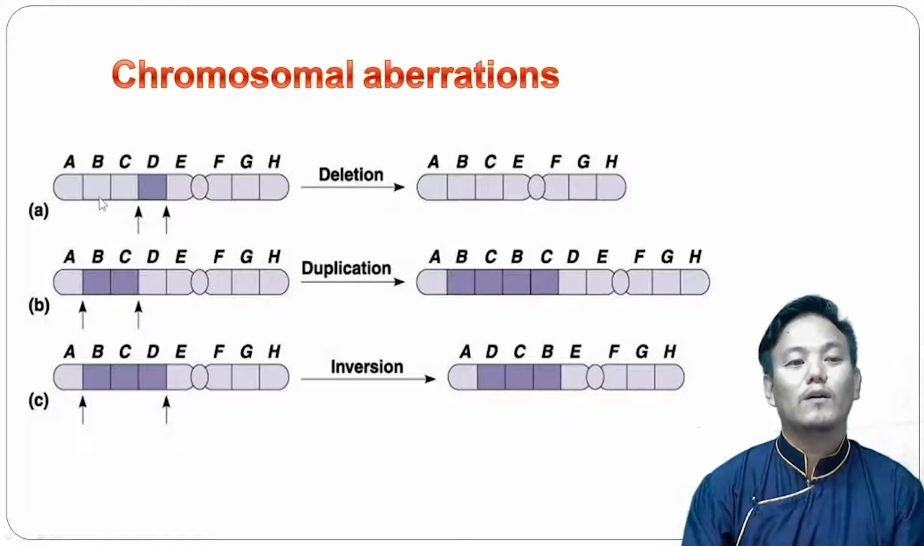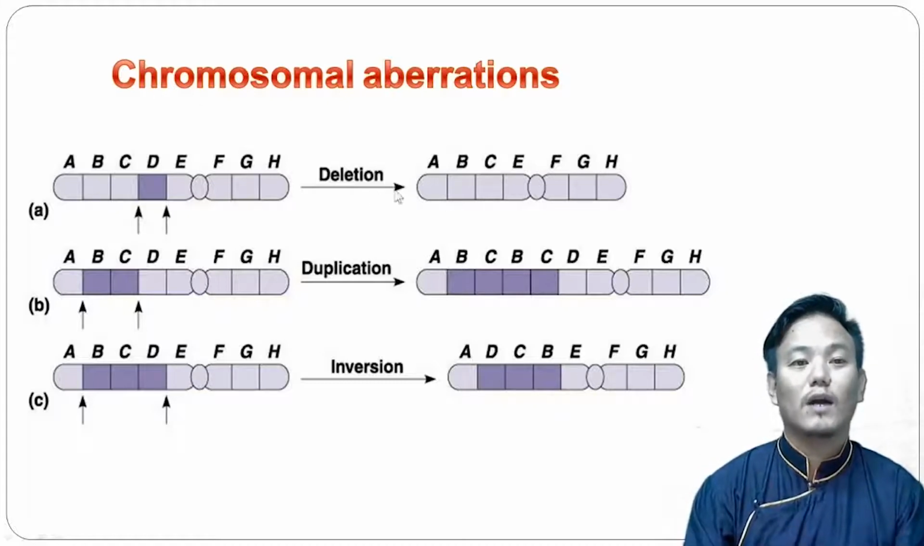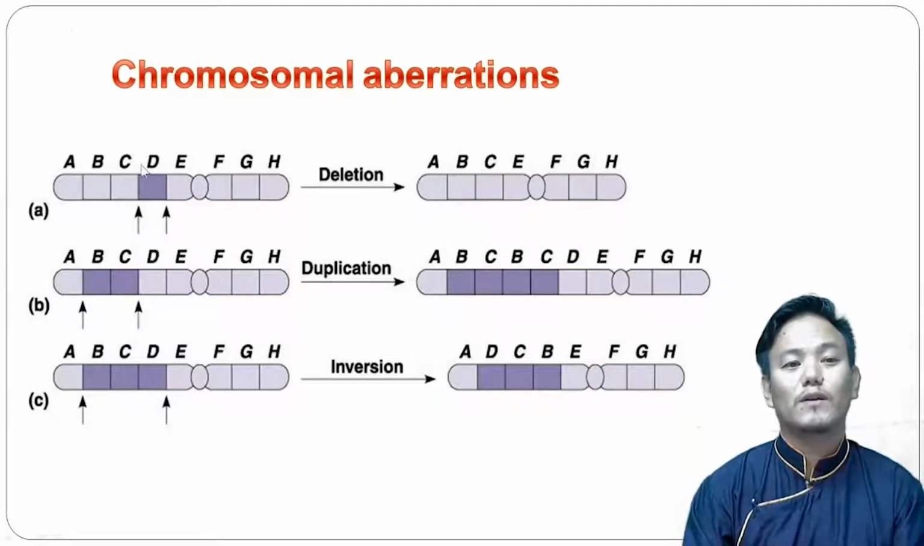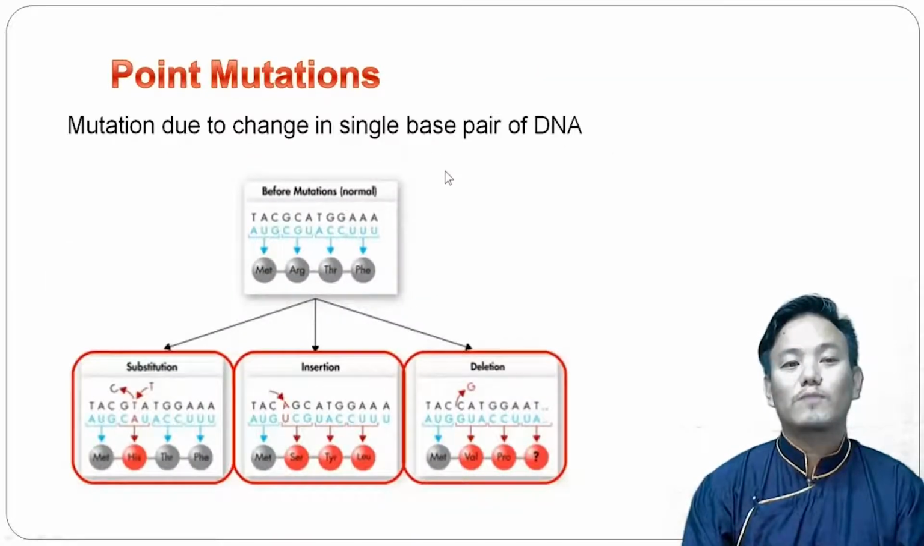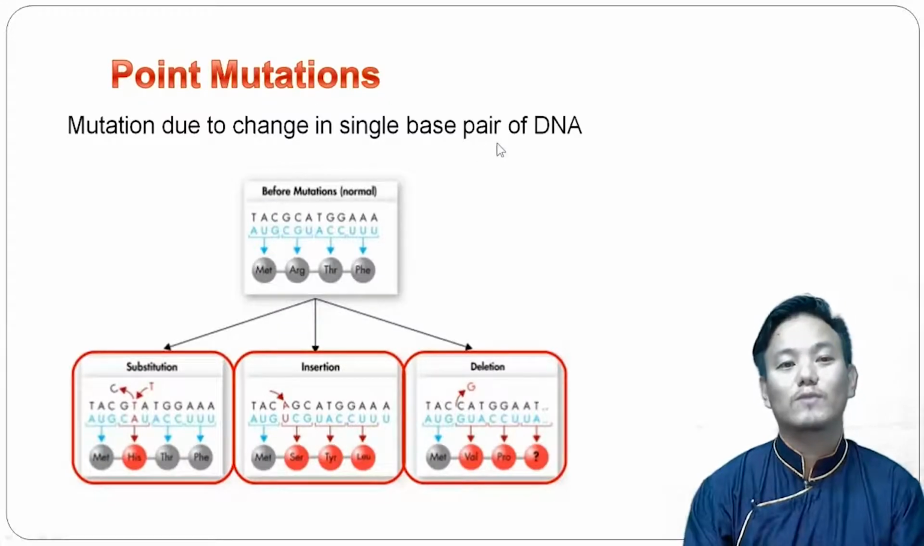So you can try to understand how chromosomal aberrations can happen. It can happen due to some kind of physical or chemical factors, or it can also be formed due to some mistakes that happen during DNA replication. The next is point mutation. So the first one was chromosomal aberrations. Now the second one is point mutations.